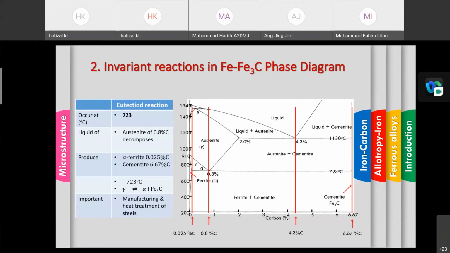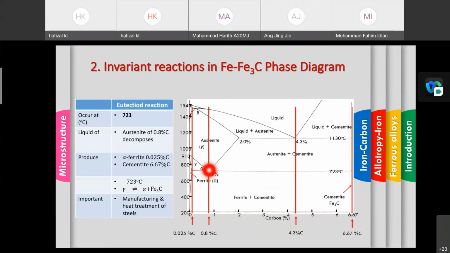Then we can also get the information on the invariant reaction at this temperature, 723 degrees Celsius. At this point, we also have a eutectoid reaction, with the regions below the line and after the line. In this case, we have the transition of austenite to ferrite plus cementite, which is the pearlite region.